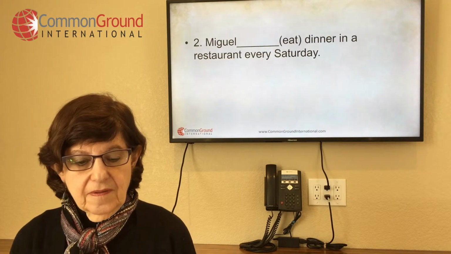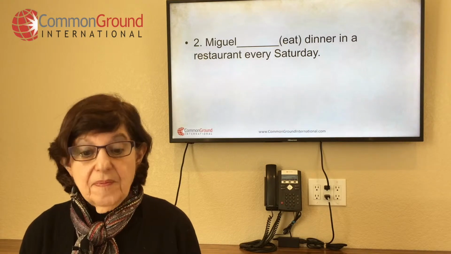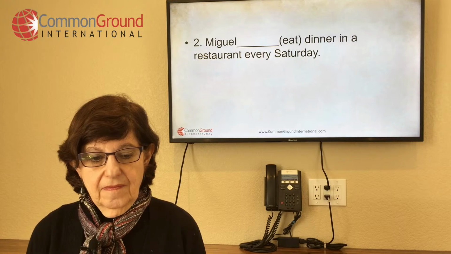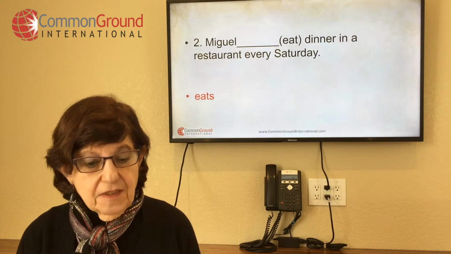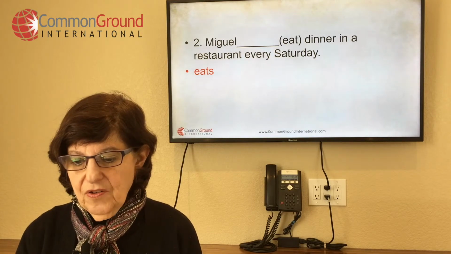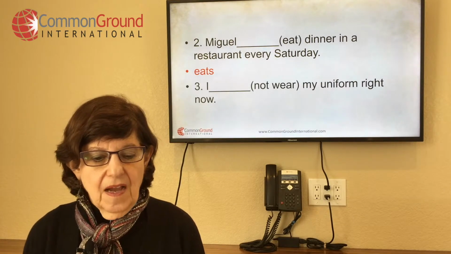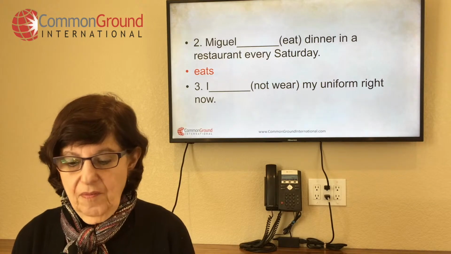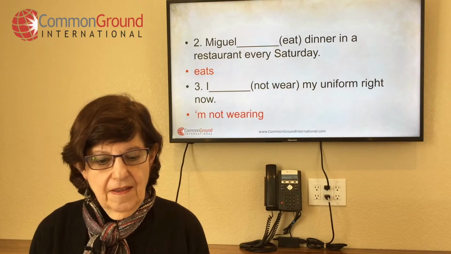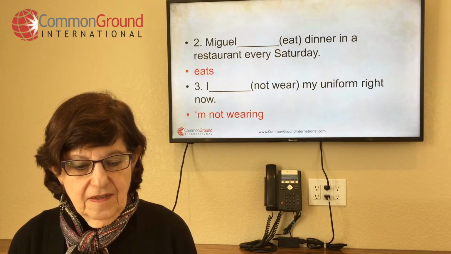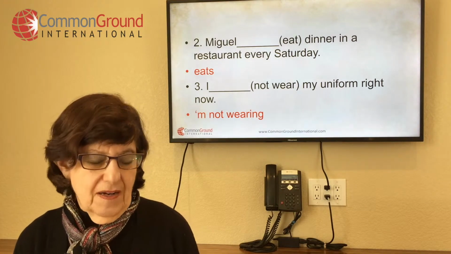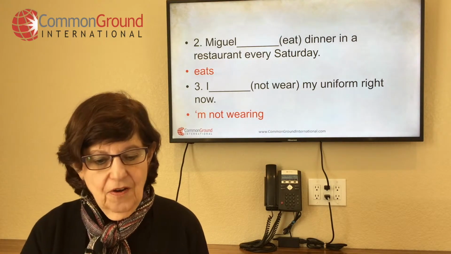Number 2, Miguel, and then the verb eat, dinner in a restaurant every Saturday. If you have eats, you're correct. It's a routine, simple present. Miguel eats dinner in a restaurant every Saturday. Number 3, I, in the negative, wear my uniform right now. I'm not wearing. Present continuous, we're talking about right now. I'm not wearing my uniform right now. I usually wear it, but not now.